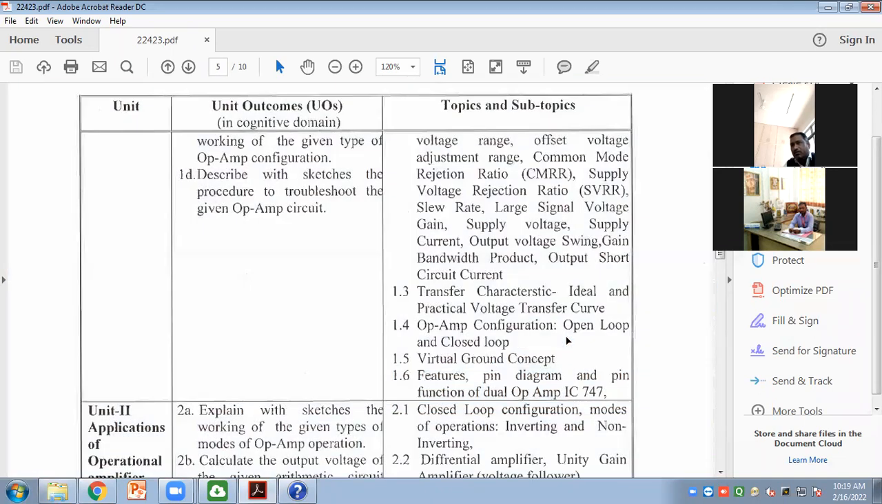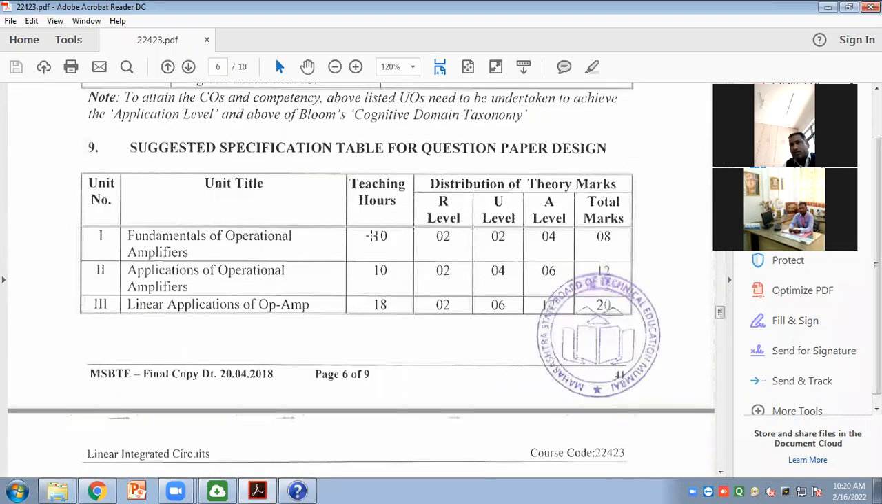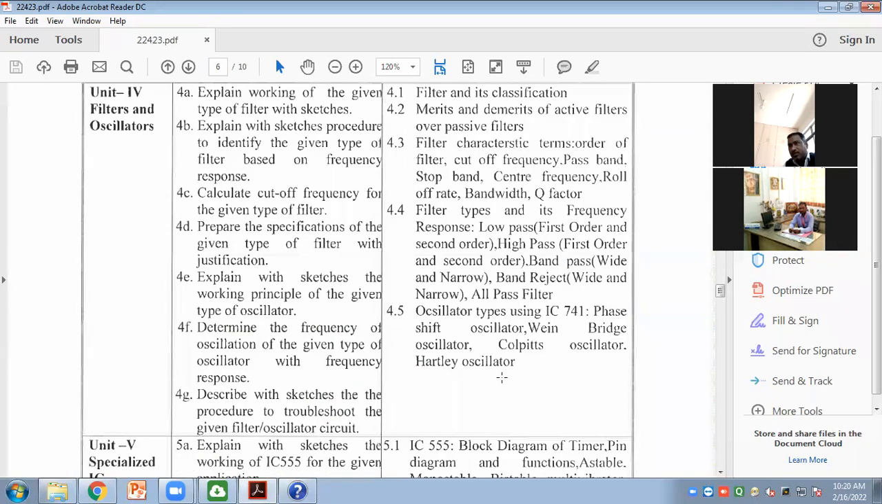So this part will be covered under the first chapter, and the teaching hours for the first chapter are 10 hours. There are 10 lectures, and out of these 10 lectures, 8 marks are required for the syllabus. So the total first chapter covers 8 marks.